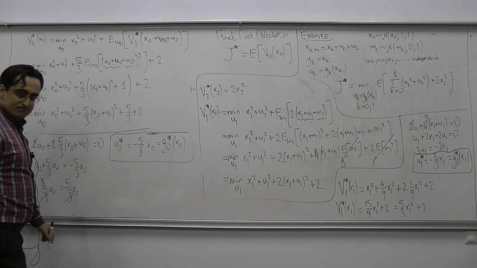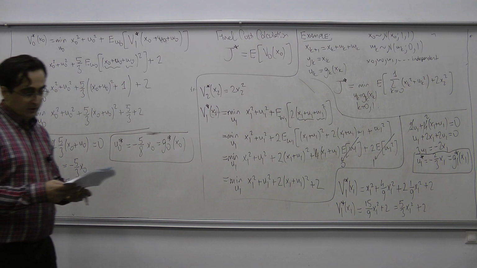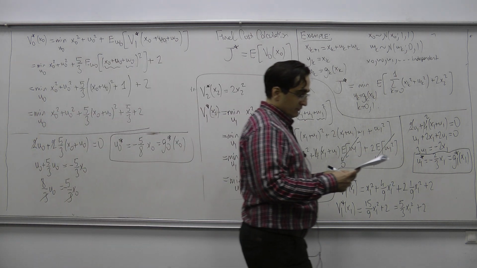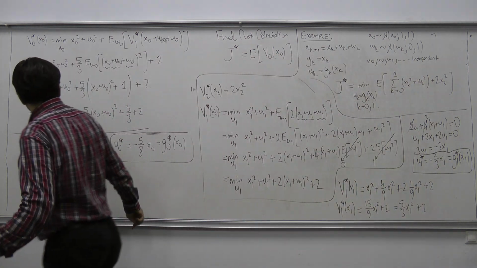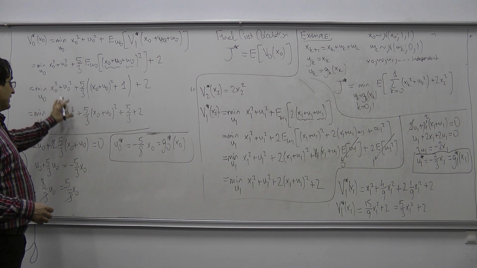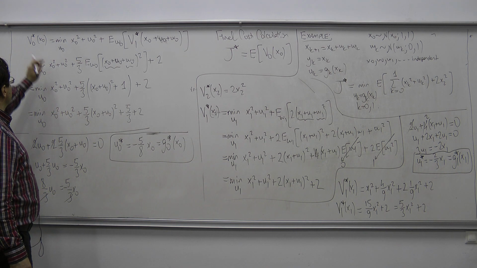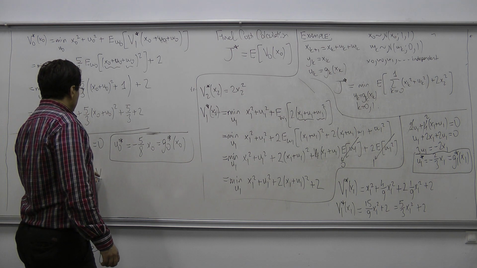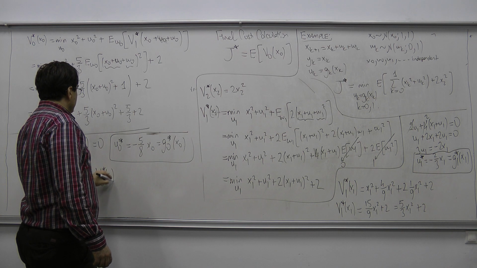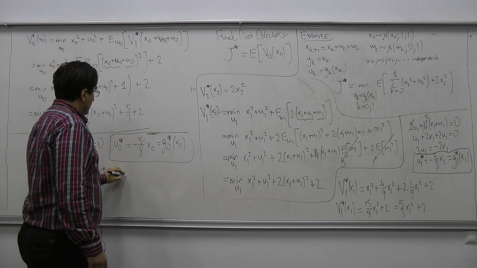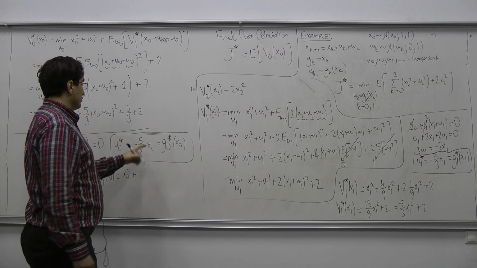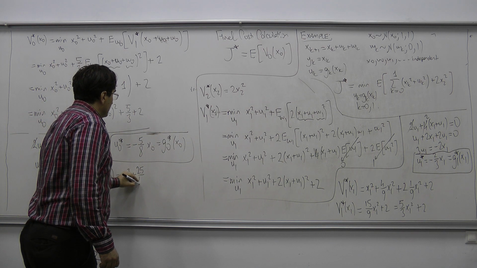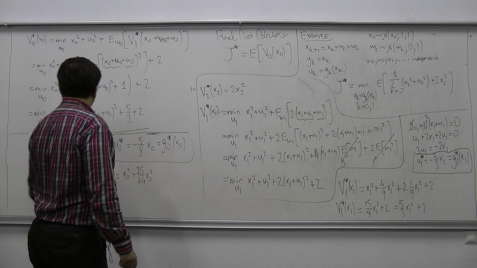Let me check this if it is correct or not. Yes, that is also correct. And now I can substitute this back into my cost function to calculate v0 star of x0. So I have v0 star of x0 is equal to x0 square plus u0 star square. It is going to be 25/64 x0 square.